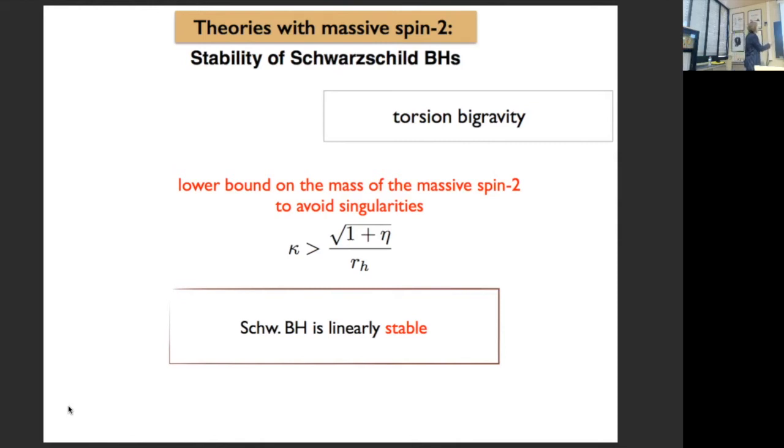And yes, to avoid this singularity in the equations, we should satisfy this inequality where kappa is a mass of the massive spin-2, it is almost zero. And this is a horizon of a black hole which you consider, and you should consider all the black holes that you know or you think exist in this world.